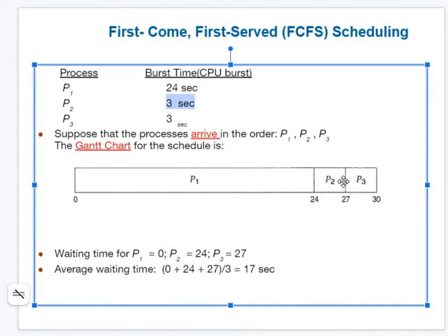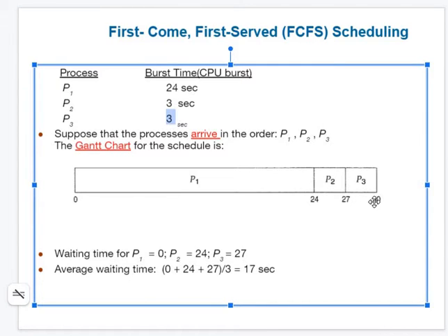Okay, coming to the next, very important. The one more process remaining after solving P1 and P2 is P3. So I will put P3 right here. I don't know when it is going to end, but it is starting at 27, which I already know because that is the end of P2. So how to identify when P3 ends? When P3 started plus P3's burst.